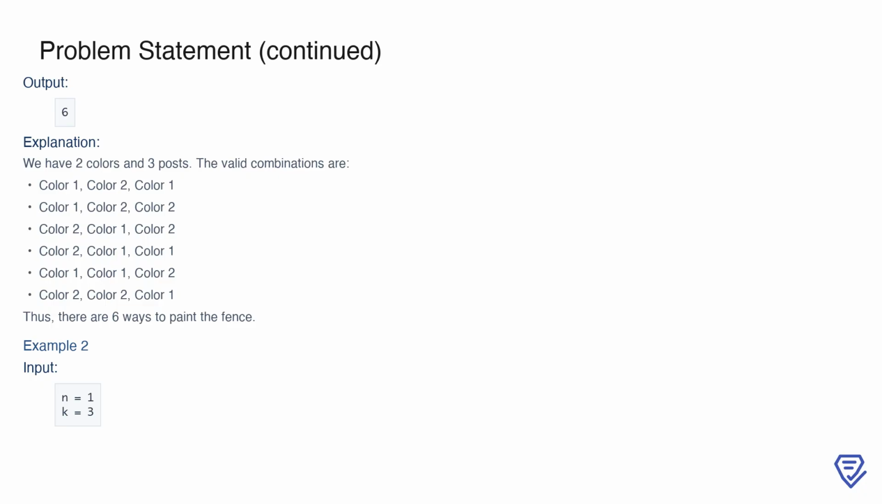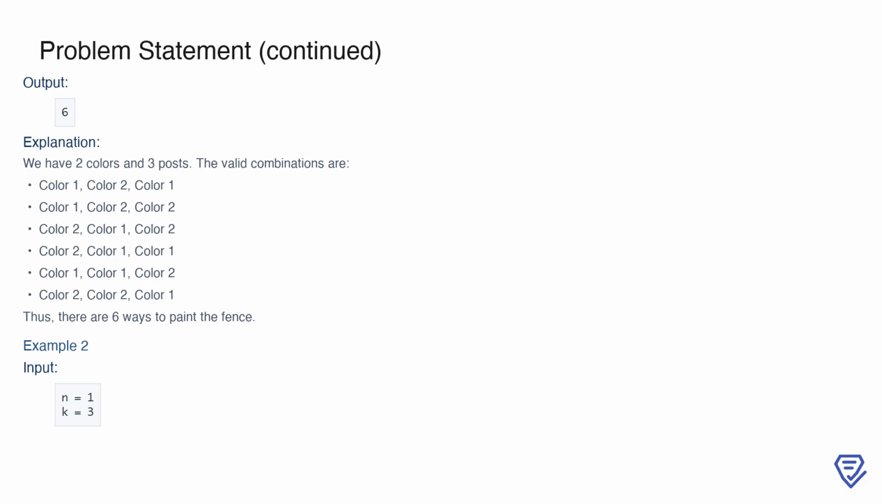Let's break it down. With 2 colors and 3 posts, the valid combinations are as follows: color 1, color 2, color 1; color 1, color 1, color 2; color 2, color 2, color 1; color 2, color 1, color 1; color 1, color 2, color 2; and color 2, color 1, color 2. These combinations demonstrate how the rule is maintained, with no 3 consecutive posts sharing the same color.